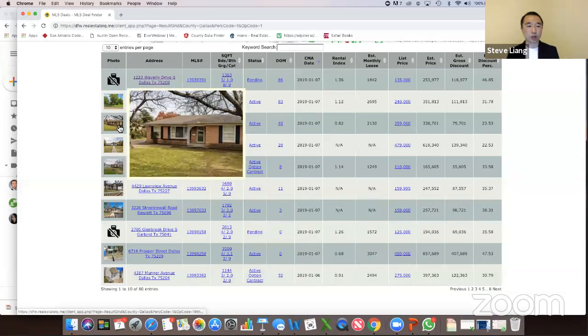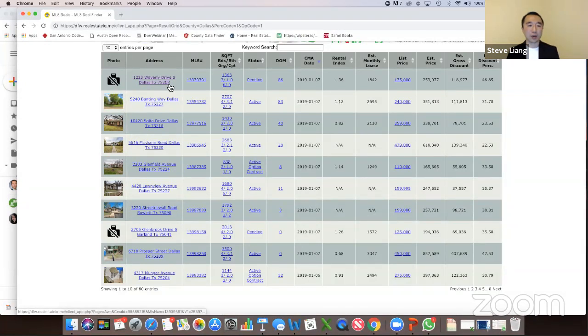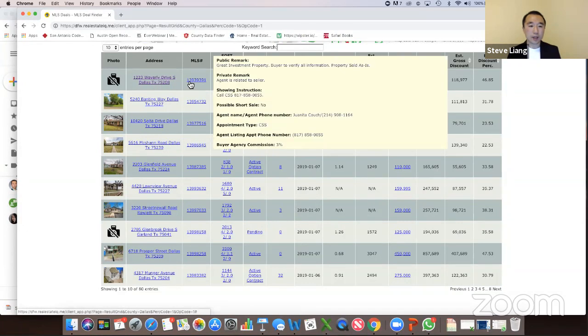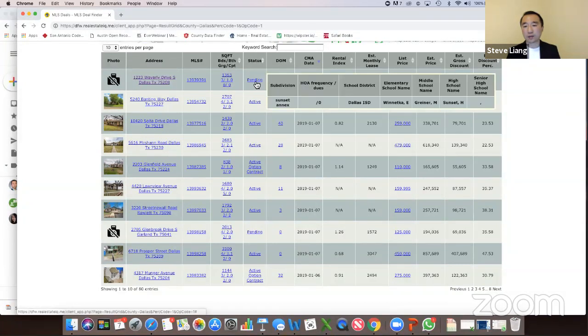It's the first picture of the house that gets posted on the market. And then we have the address. We're going to click on the address in a little bit, and it will show us the analysis on the property. The MLS number, you can also see the private remarks here. It's telling us it's a great investment opportunity and sold as is. A lot of keywords we can find. There's bedroom, bathroom information here. You also have some of the HOA information, the house information.